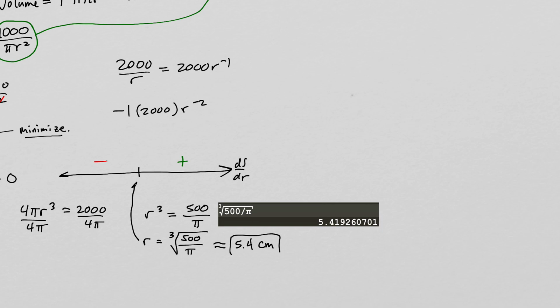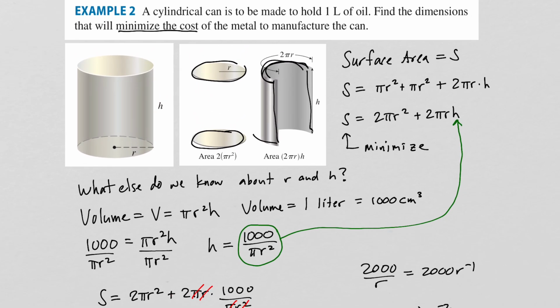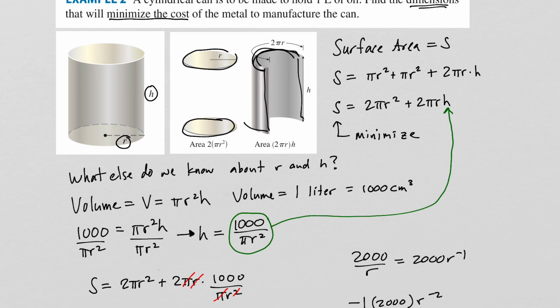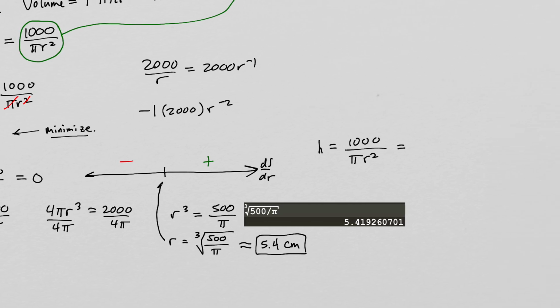But if we go back to the beginning, it asks to find the dimensions that will minimize the cost. And this cylinder has two dimensions. It has r and it also has h. So we know what r is, but now we have to come to this equation here to find out what h is. And so we know that h is equal to 1,000 divided by pi r squared. And in this case, that is going to be 1,000 divided by pi times the cube root of 500 over pi, quantity squared.